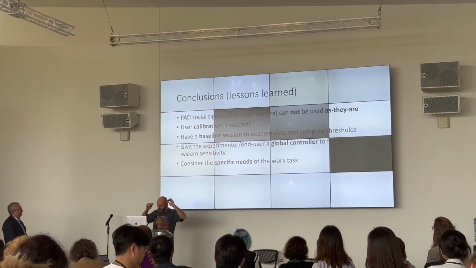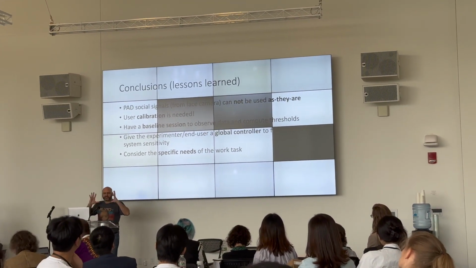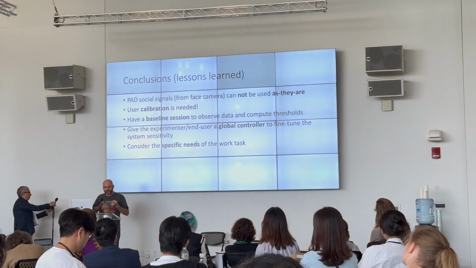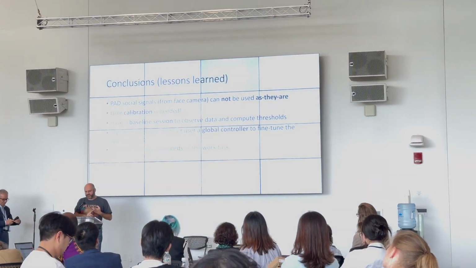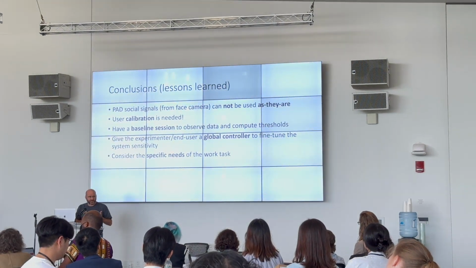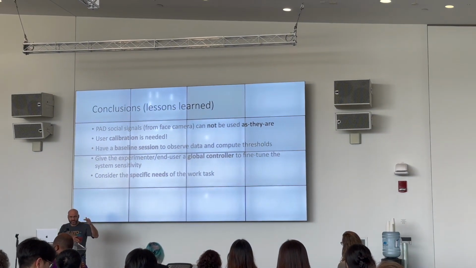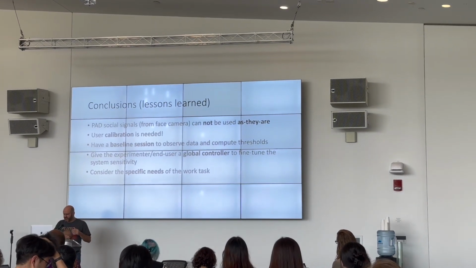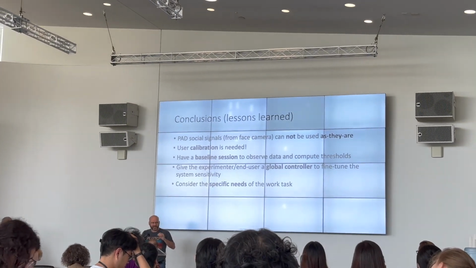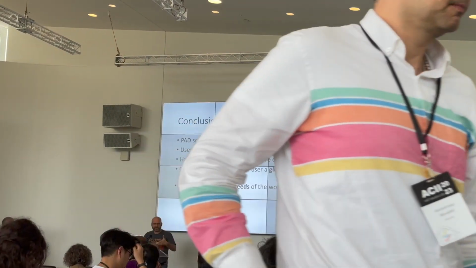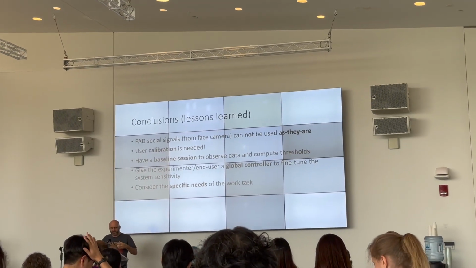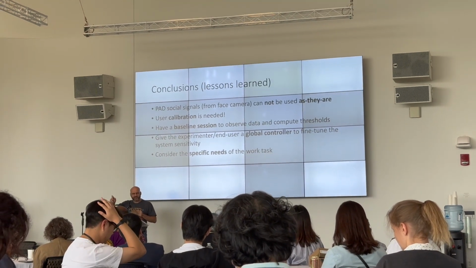Summary of conclusions. The PAD social signals, at least from one camera, cannot be used as they are. They are too noisy and jittery. A per-person calibration, maybe on a daily basis, is mandatory. You need to have a baseline, some measurements, in order to tune your thresholds on when to activate or not. And then a global controller. If we just use the root mean squared error of the thresholds, the avatar will be activating too often. We want to give the final operator, supervising the experiments, a knob to regulate the sensitivity of the experiment.